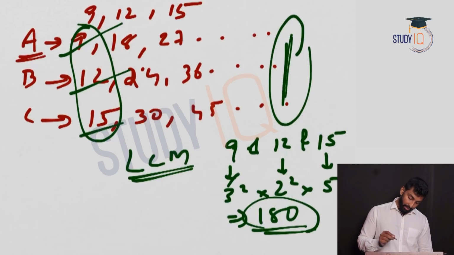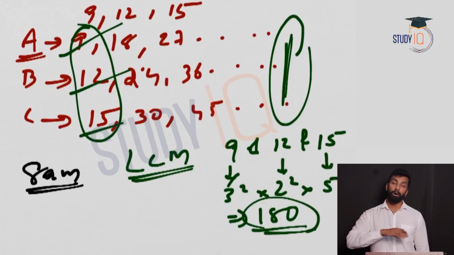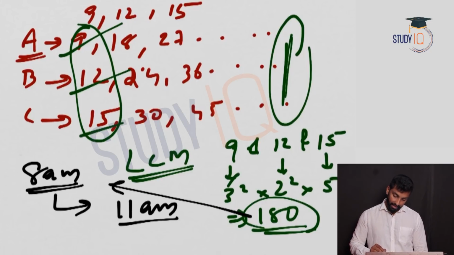Now one more piece of information which is given to us: at 8 a.m. initially all the 3 toll together. All the 3 ring together at 8 a.m. So now what you need to do is add 180 minutes to 8 a.m. You will get it as 11 a.m. So next it will be at 11 a.m. Okay.